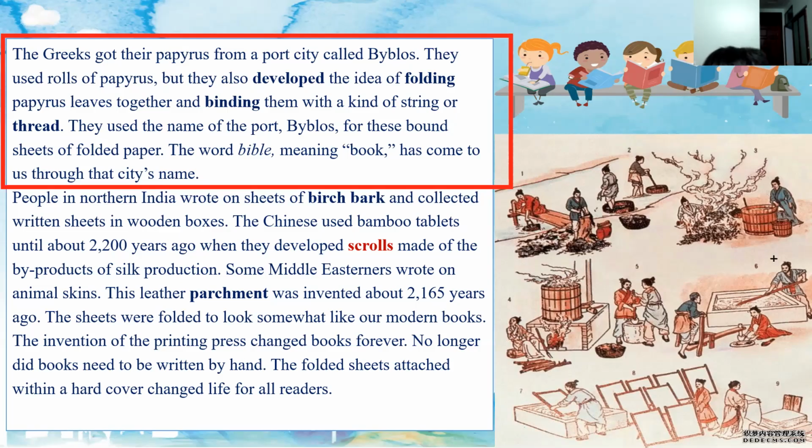Okay, now in the next paragraph, people in northern India wrote on sheets of birch bark and collected written sheets in wooden boxes. The Chinese used bamboo tablets until 2,200 years ago when they developed scrolls made of byproducts of silk production. Some Middle Easterners wrote on animal skins. This leather parchment was invented about 2,165 years ago. The sheets were folded to look somewhat like our modern books.